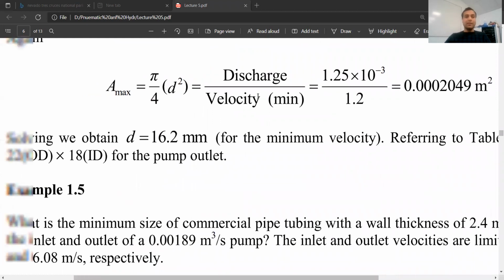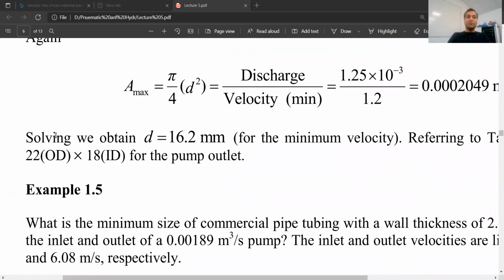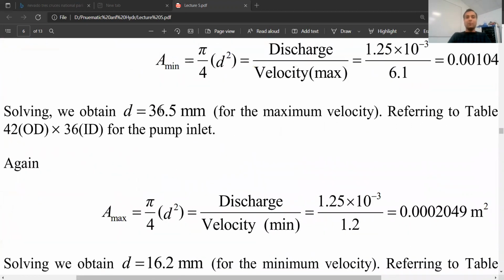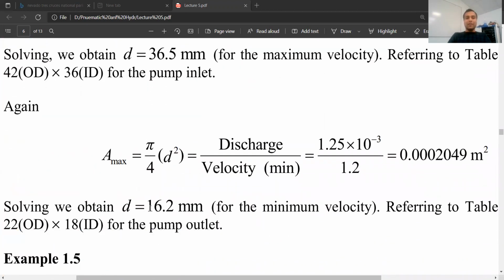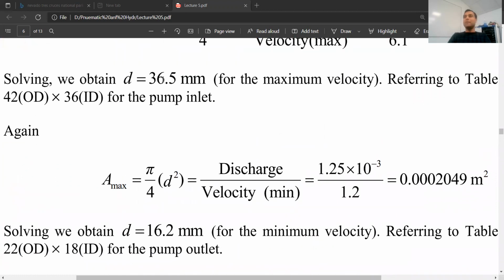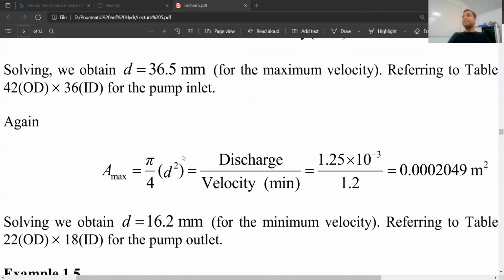Yes, I think that's what they did. Yeah, 18 and 22. It should be over there. Yes, okay, that's good. So this answer, 16.2, was here. If you do that one, that should be 36.5.